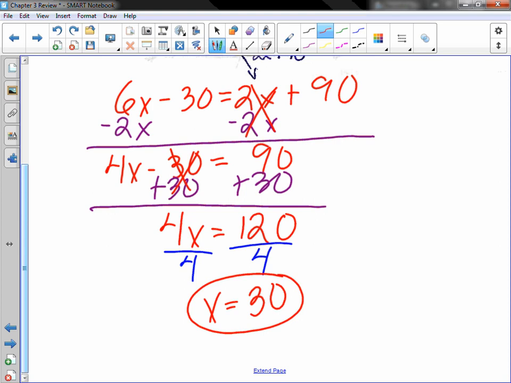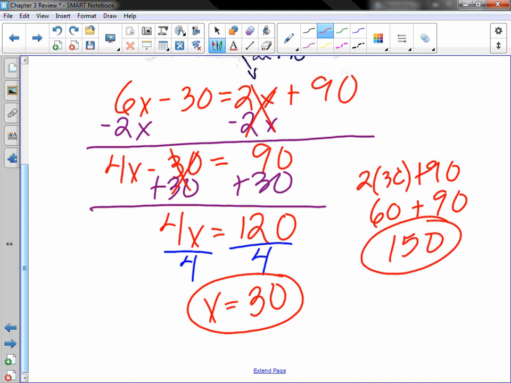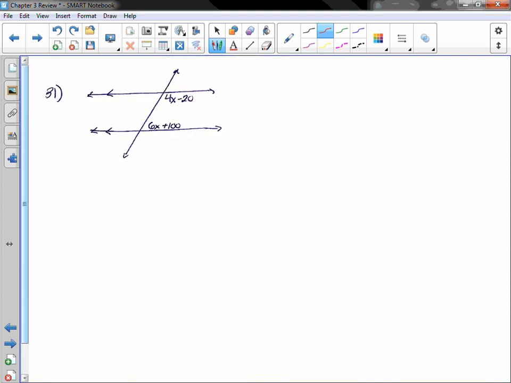Because I could plug it into either one of those. I can do 2 times 30 plus 90. Two times 30 is 60, plus 90 is 150. So we would just plug it back in if I actually wanted to know the angle, but it doesn't. So any other questions on number 30? We good with number 30?